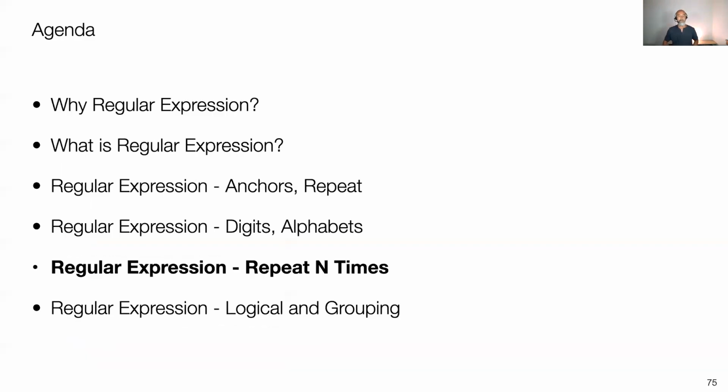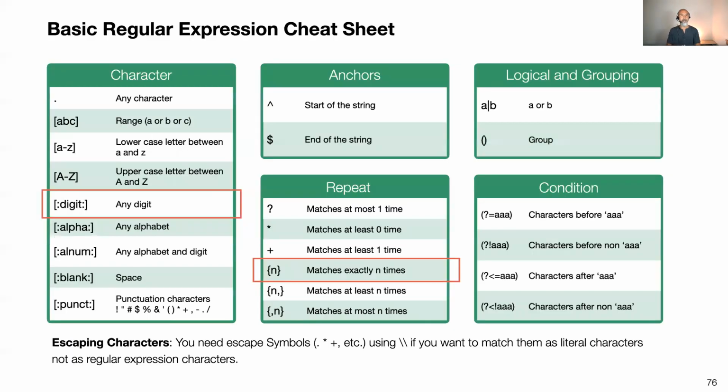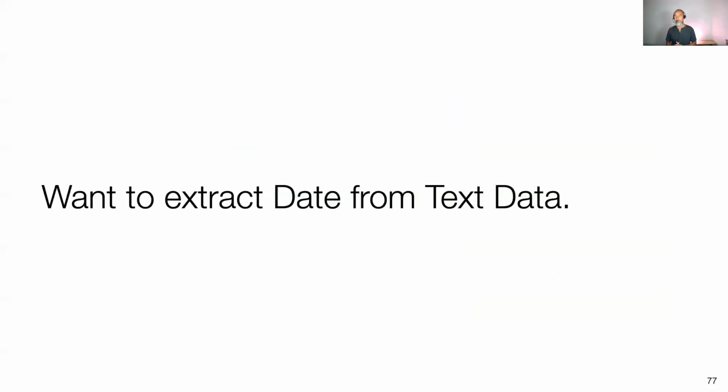So next one, repeat n times. This one is a little evolution of what we have been doing. In this particular example, I'm going to use the digit on the left-hand side, but the most important thing, this new concept, is something called repeat. We've been using plus or asterisk for repeating, but this time I want to specify exactly how many times I want to repeat.